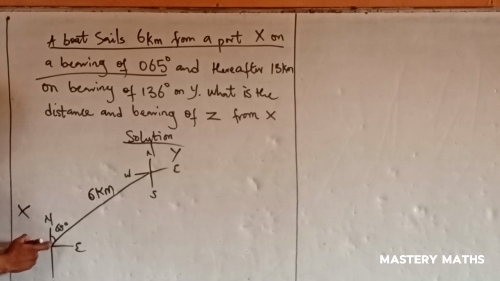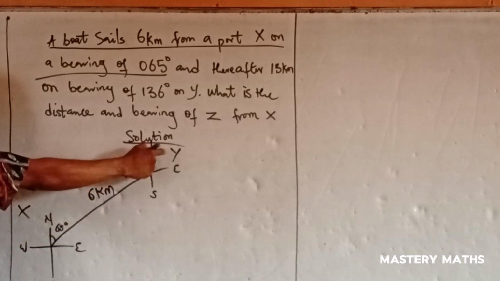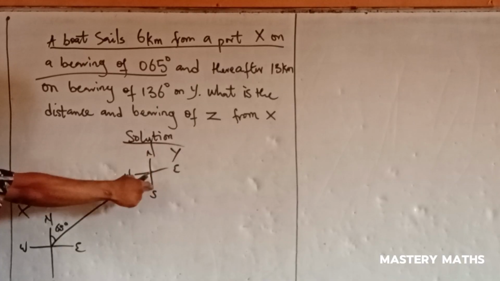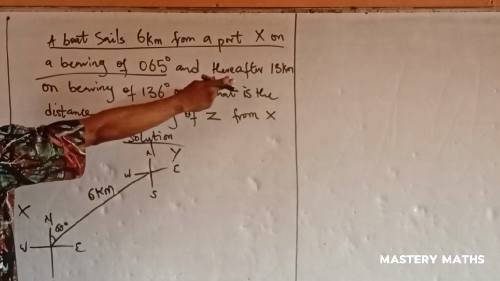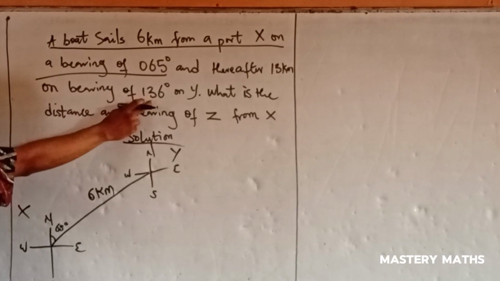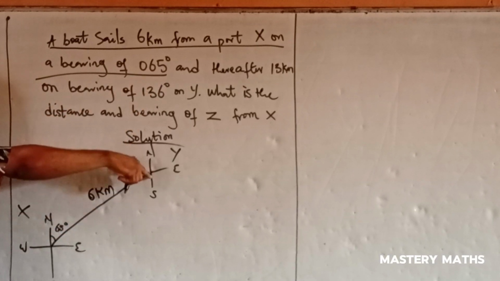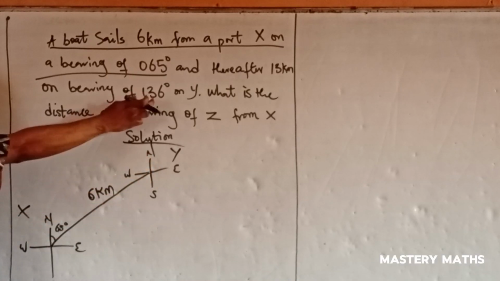Now the boat came out from here at a bearing of 65 degrees and moved 6 kilometers to port Y. You see it now, this is port Y. Now they said, and thereafter 13 kilometers on a bearing of 136 degrees on Y. That same boat came out from port Y on a bearing of 136.